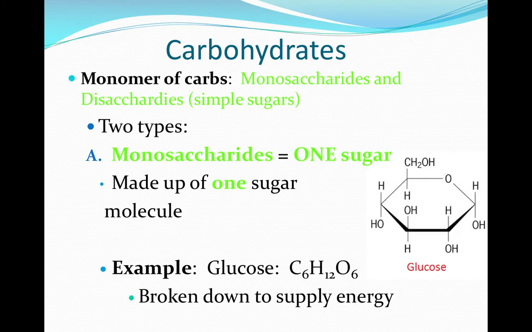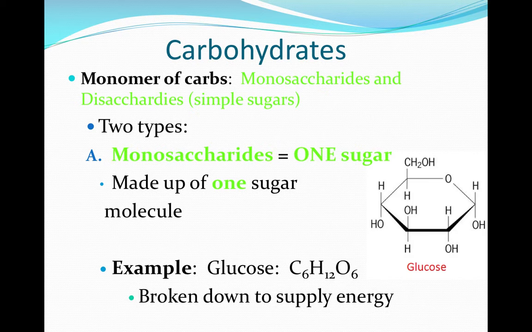Okay, we're going to talk about the monomers and polymers of carbohydrates individually now. I know that this might be confusing, but the monomers for carbohydrates are actually both monosaccharides and disaccharides. Monosaccharides are a single sugar molecule, and a disaccharide is a double sugar molecule made up of two sugars together. We refer to monosaccharides and disaccharides as simple sugars. That's why they're called the monomers.